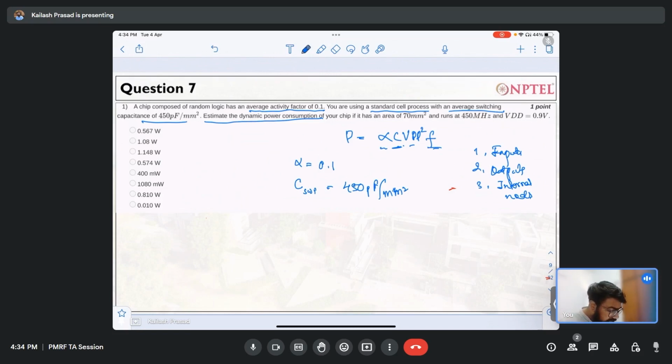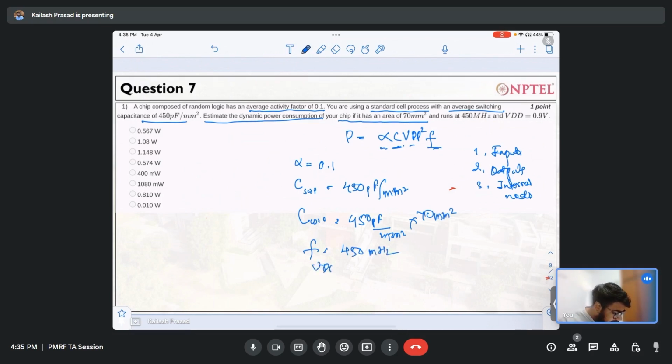The question given here is to estimate the dynamic power consumption of your chip if it has 70 millimeter square of area. So we can actually calculate the actual switching C, right? This will be 450 picofarad per millimeter square multiplied by 70 millimeter square. Whatever the result, it will give me the exact capacitance. The frequency given here is 450 megahertz, and the VDD is 0.9 volt.